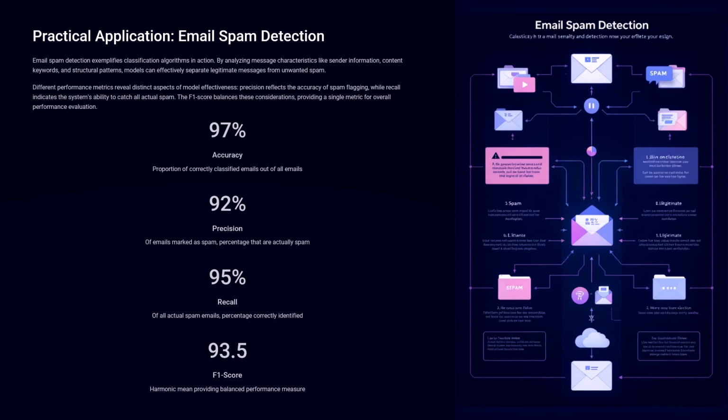Precision reflects the accuracy of spam flagging, while recall indicates the system's ability to catch all actual spam. The F1 score balances these considerations, providing a single metric for overall performance evaluation.